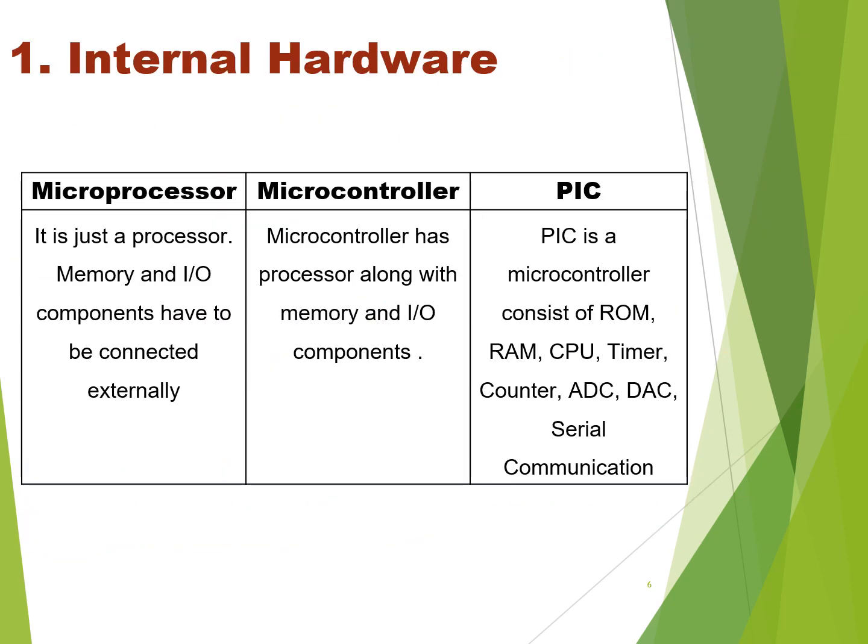The first difference is a comparison on the internal architecture of microprocessor, microcontroller and PIC. When looking into the internal hardware architecture, the microprocessor consists of only a processor. Memory, IO devices and other components have to be connected externally. Whereas the microcontroller has the processor along with memory and IO components inside the controller. PIC is a microcontroller which consists of ROM, RAM, CPU, timer, counter. It has provision for ADC, DAC and it also supports serial communication.